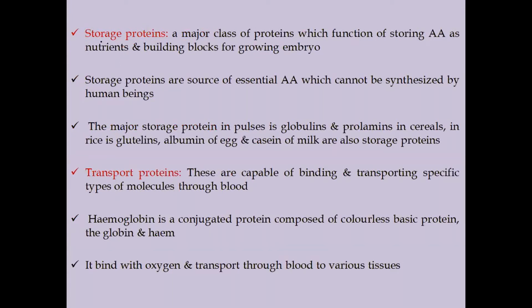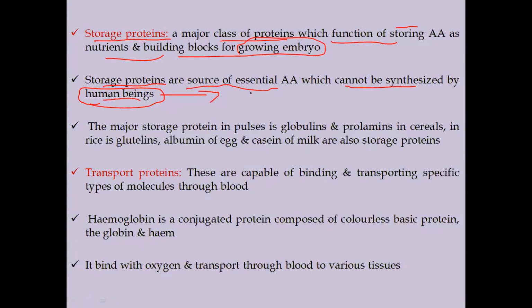The next type of proteins are storage proteins. They are the major class of proteins which function in storing amino acids as a nutrient and building block for the growing embryo. Storage proteins are a source of essential amino acids which cannot be synthesized by human beings. So it is present inside the diet we consume, because the body cannot make the essential amino acids.